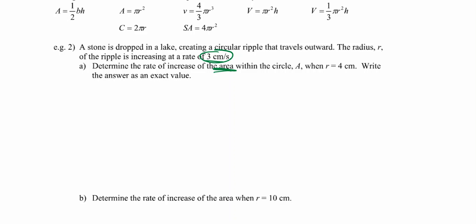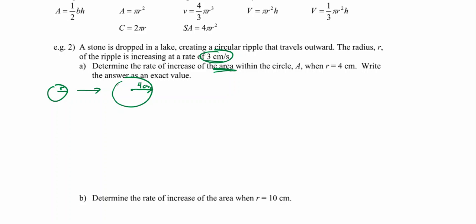So let's do this one. We would first write down a little drawing. So let's draw a circle, and we have radius r, and then we know over time this circle is going to be at 4 centimeters, right? It's going to get to a certain point. It's going to be 4 centimeters.